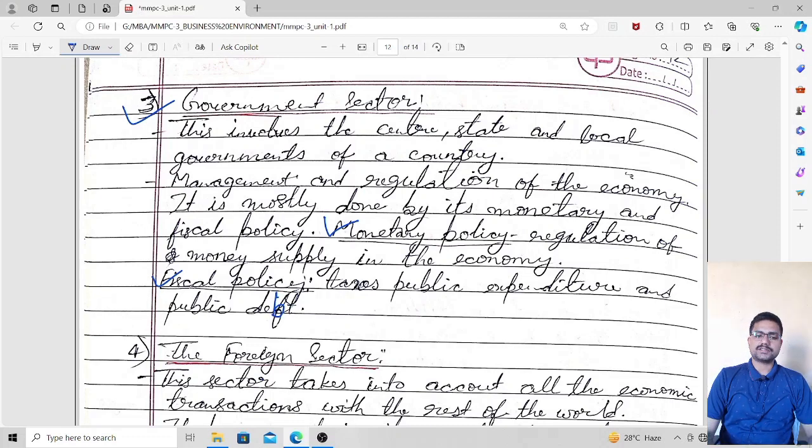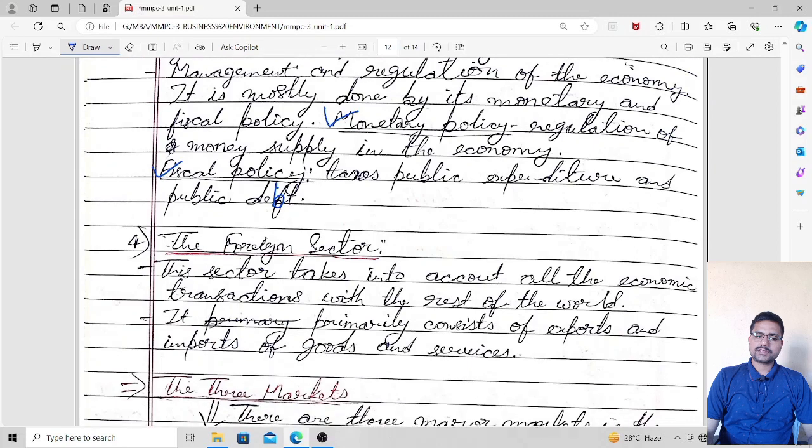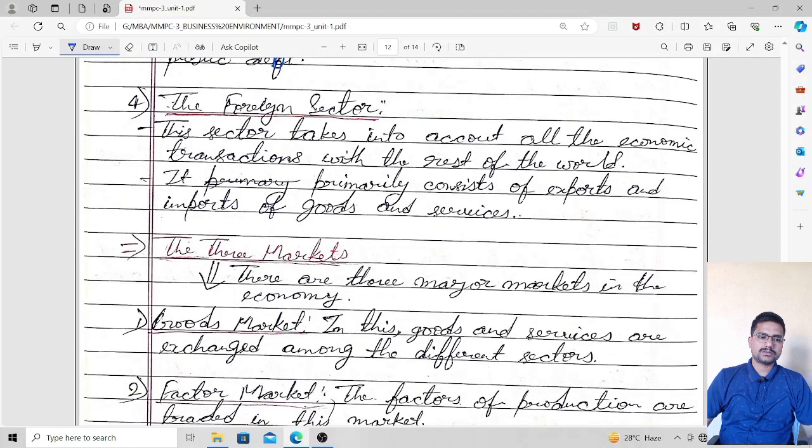And the foreign sector. The foreign sector takes into account all the economic transactions with the rest of the world. It primarily consists of exports and imports of goods and services.